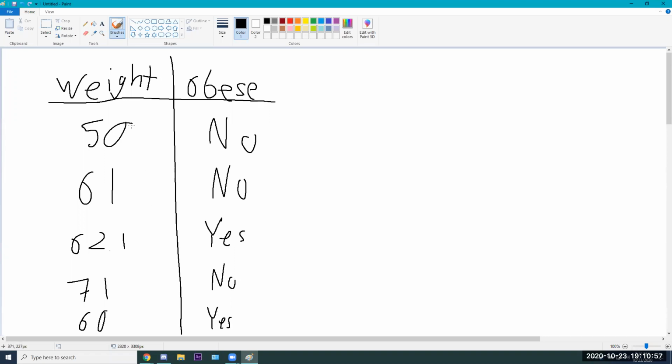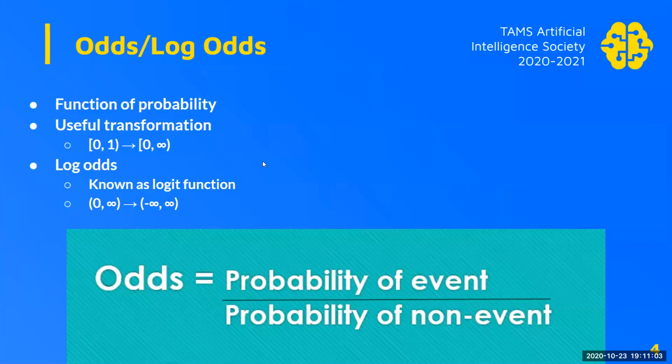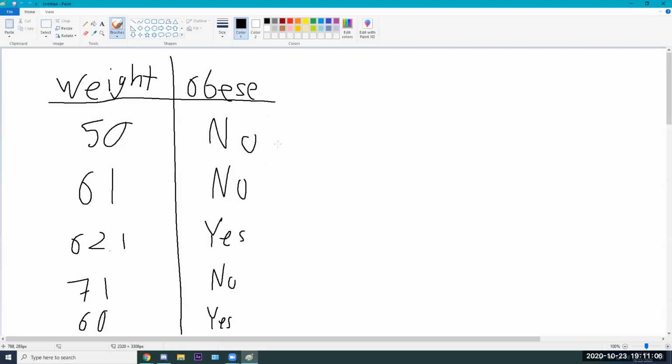And so, like I said earlier, this is a continuous numerical input with a binomial class output. The first thing to take note of is the overall probability that a mouse is obese, without taking weight into consideration. If you only look at the single column of obesity, and pick a mouse at random from your data set, what is the probability that it's obese?